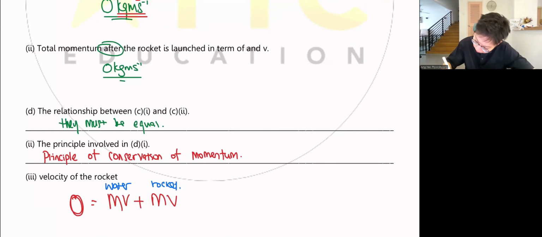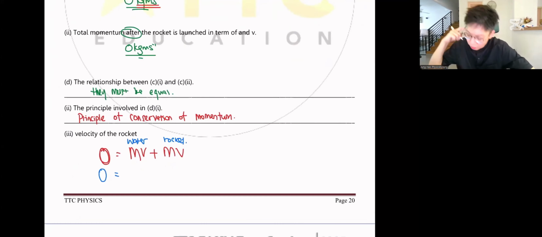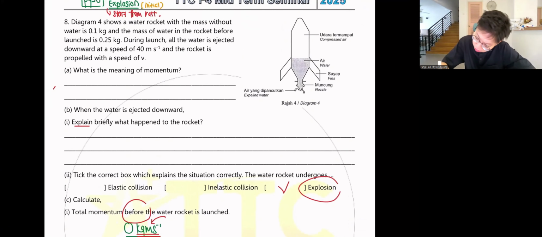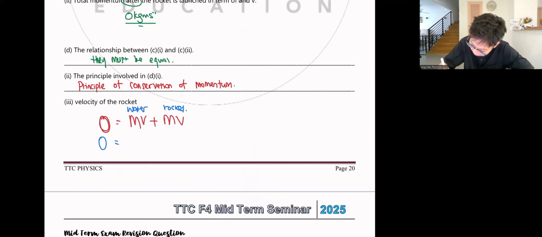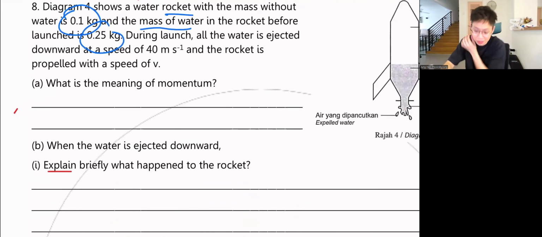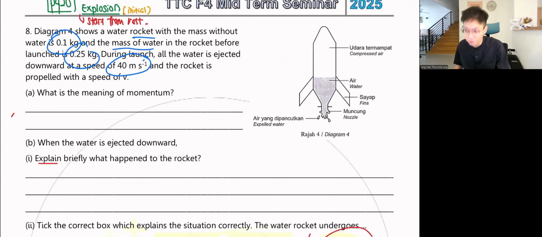Correct? Okay, so 0. And how heavy is my water? The mass of the water is 0.25, the rocket is 0.1. So my water is going to be 0.25, my rocket is going to be 0.1. Now I want to find the velocity. What is the velocity of the water? It states here the water is being launched with a velocity of 40 meter per second.